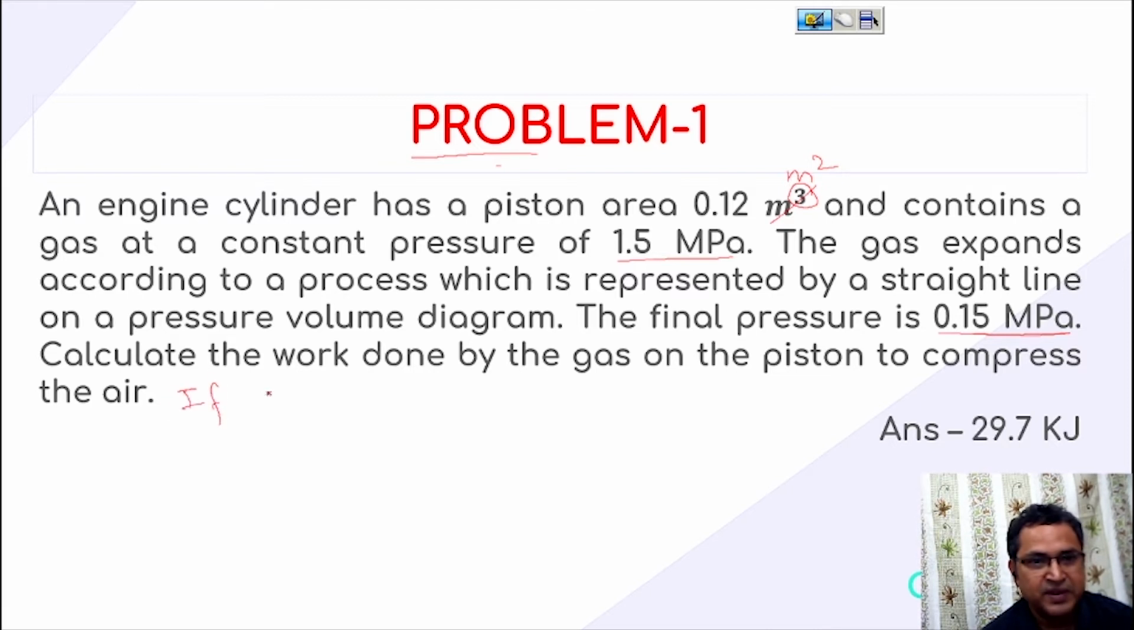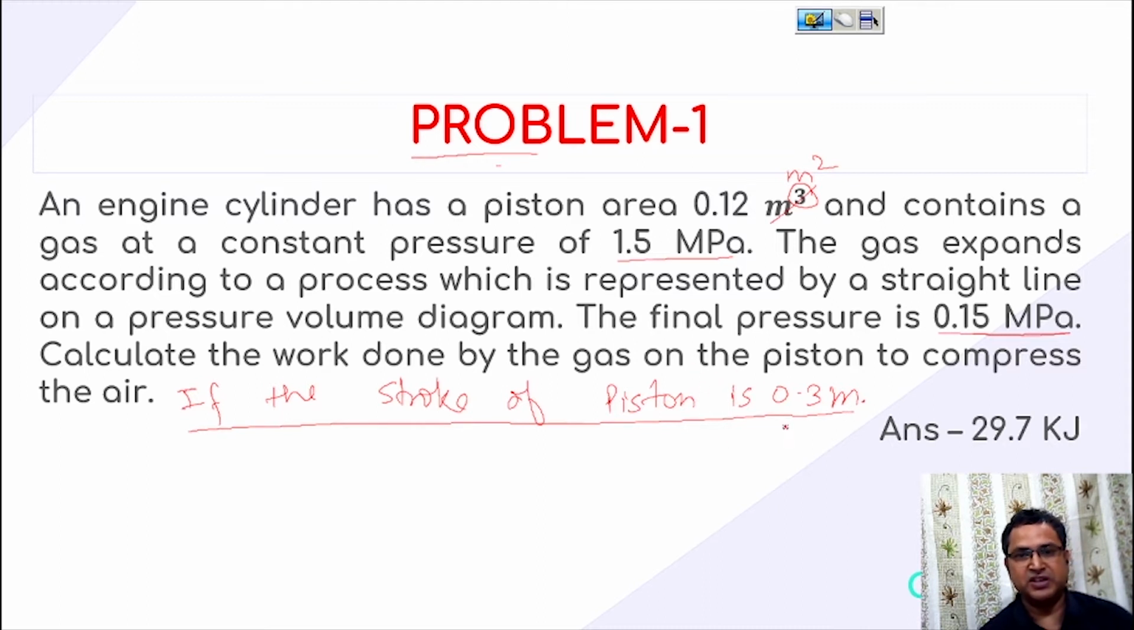if the stroke of the piston is 0.3 meter. Now the question completes. Okay, the stroke of the piston is given as 0.3 meter. So the figure is something like this. This is the pressure, this is volume, this is the total stroke.